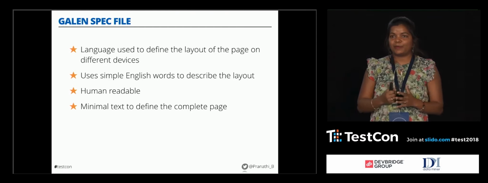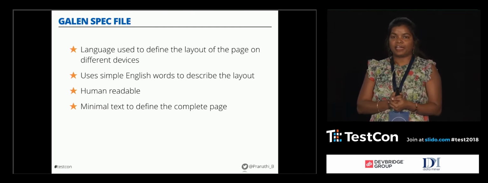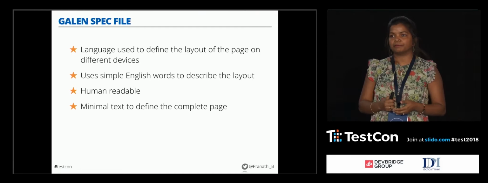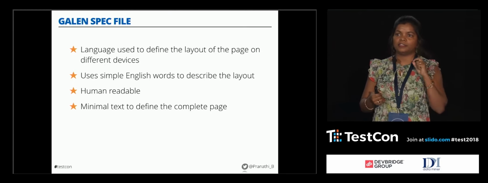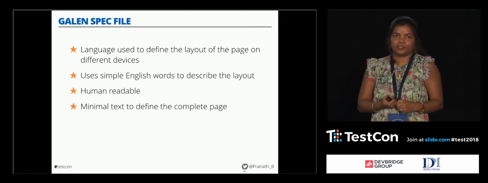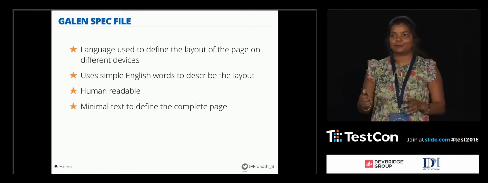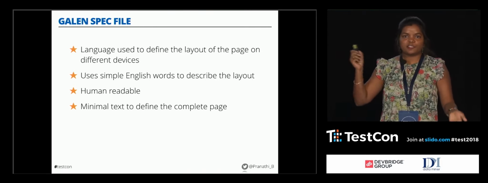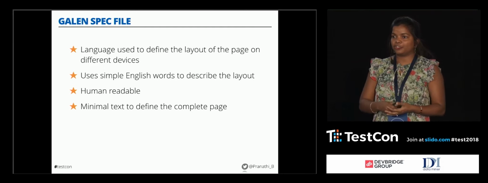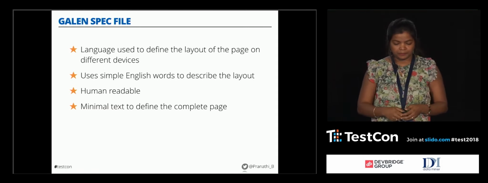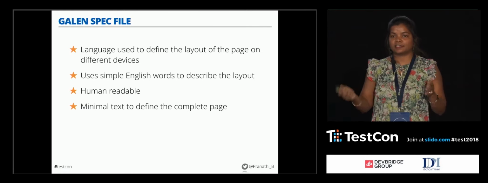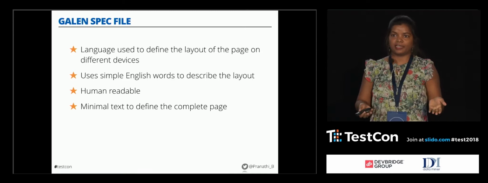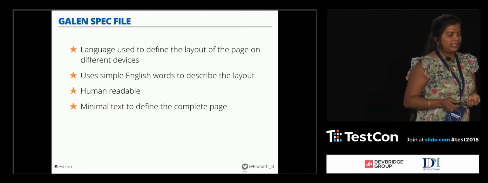So the biggest advantage I have found of Galen over the other tools is that it's really simple to get used to. The learning curve is really gentle. All you have to know is just simple English commands. The spec file uses things like elements should be visible, elements should be clickable, elements should be absent, things like that. And it's human readable, and it's very minimal text to describe an entire page and be able to run it. So let's quickly see an example.